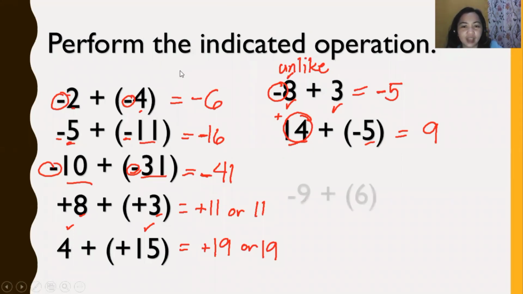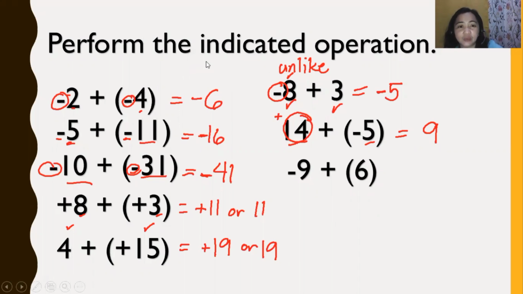Let's have another. We have negative 9 plus positive 6. Unlike sign pa rin. So what we need to do is subtract 9 and 6, and that is 3. And the larger digit is 9, which is negative. So kokopyahin natin yung symbol ng 9. So the answer is negative 3.